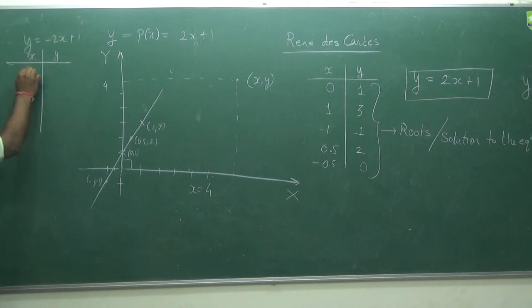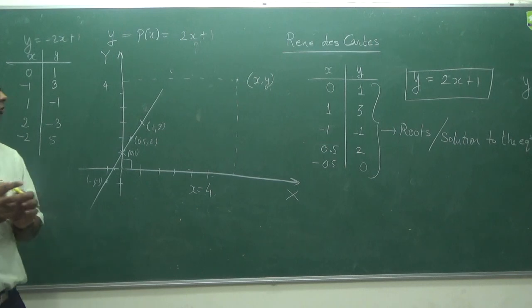What is x? If x is 0, what is y? 1. Tell me, Gopika, what is y when x is minus 1? Ishani, x is 1. Y? Shreya, x is 2. Minus 3. And Veda, x is minus 2. 5. Okay. Let us use another color chalk to represent these points.